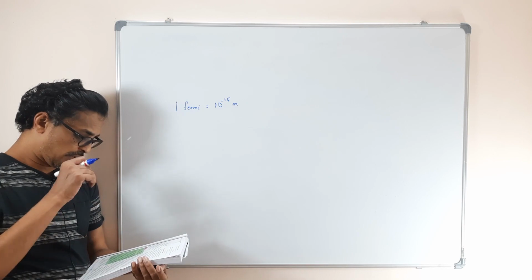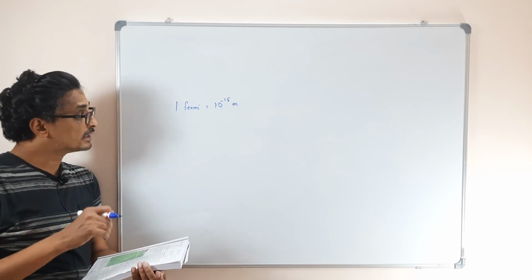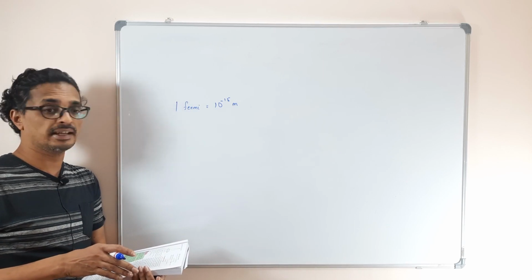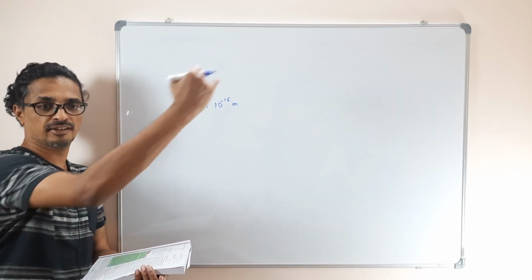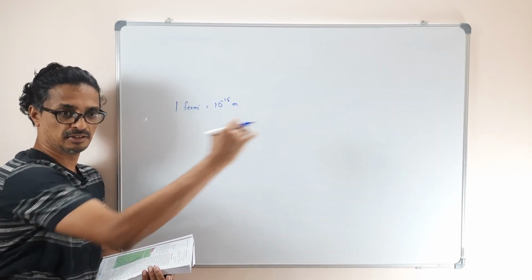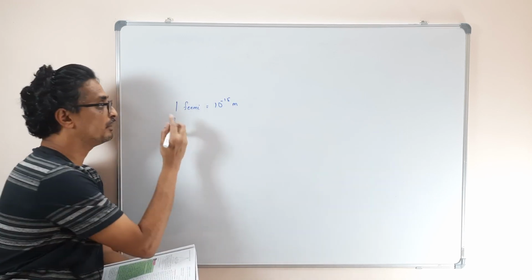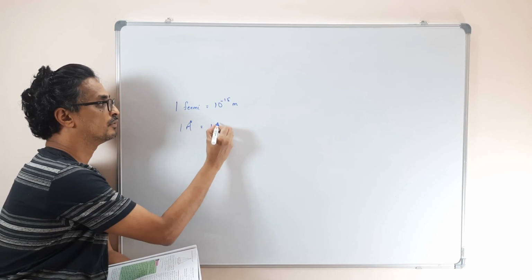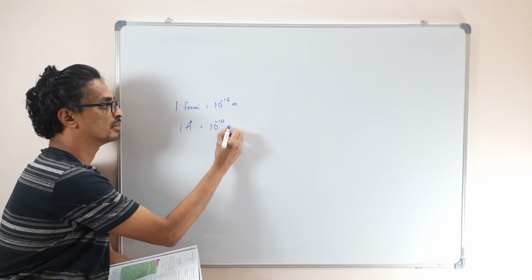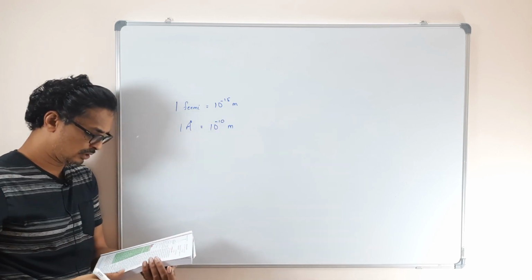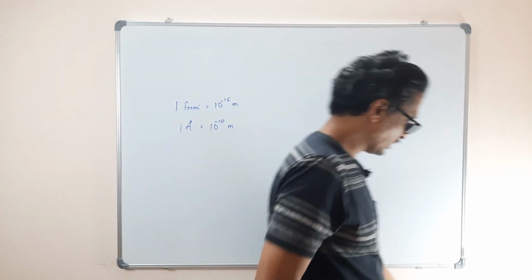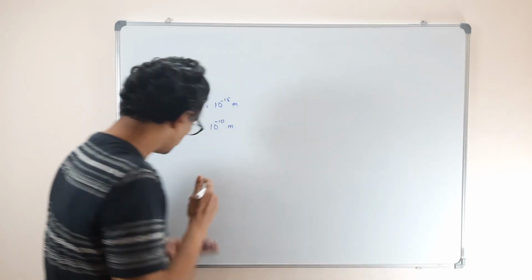Okay, and there is another unit which is used for light. I said light is a wave, am I right? So the wavelength is there. The wavelengths are very short. That unit is angstrom. Angstrom is equal to 10 to the power of minus 10 meter. So which is smaller? Fermi is smaller.